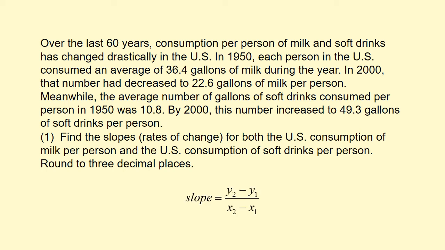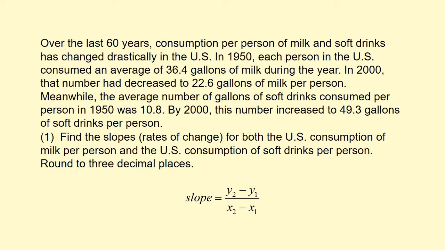So that brings us finally, at long last, to the problem in our book. And here it is. I've copied it into this video for your convenience. And we're talking about the consumption of milk and soft drinks by people in the United States. What they've already researched and found out for us is the average annual consumption per person of each of these beverages.